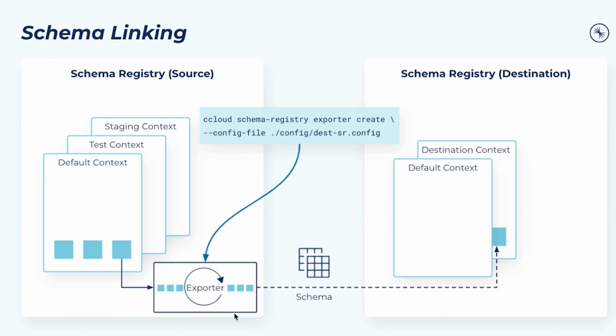A schema exporter is a component that resides in Schema Registry and that can be used to do the actual work of exporting schemas from one Schema Registry cluster to another. When used within the same cluster, Schema Linking is often very useful for promoting schemas across different contexts. Say you have a test context, and you can promote your schemas from the test context to the staging context, and further from staging to production.